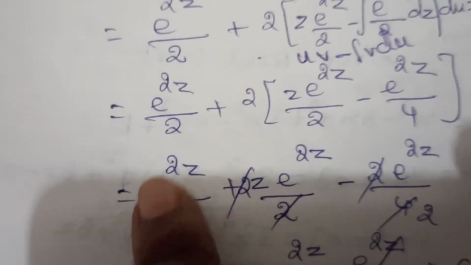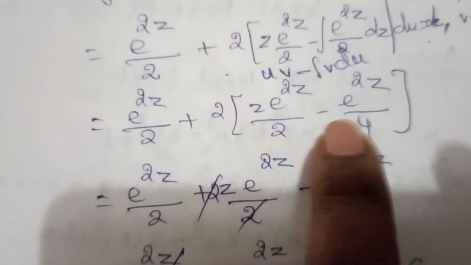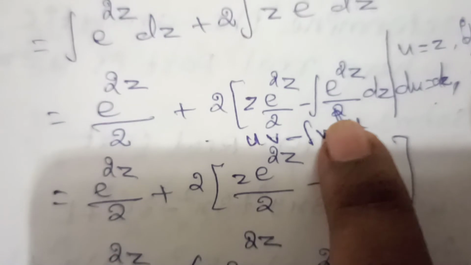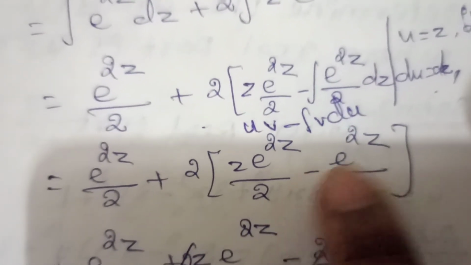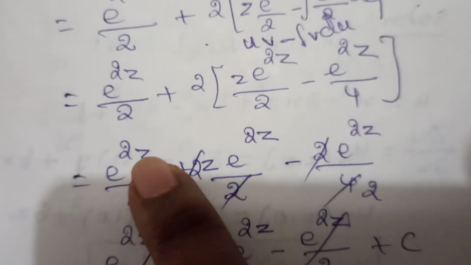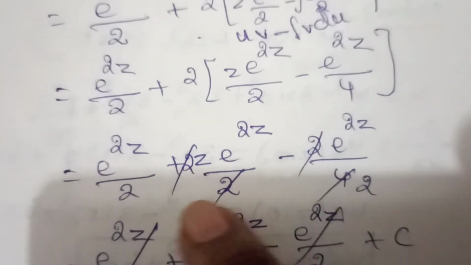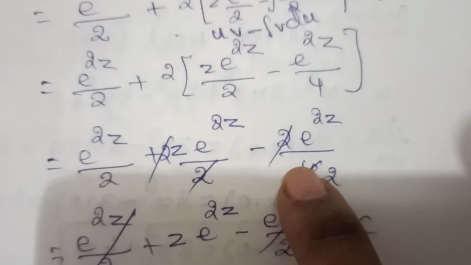Therefore e power of 2z divided by 2 plus 2 into z into e power of 2z divided by 2, again integrating this value, the integration of e power of 2z is e power of 2z divided by 2 into 2, you can write that as 4, so minus e power of 2z divided by 4. Therefore e power of 2z divided by 2 plus, multiplying the outside values inside, 2z into e power of 2z divided by 2 minus 2 into e power of 2z divided by 4.